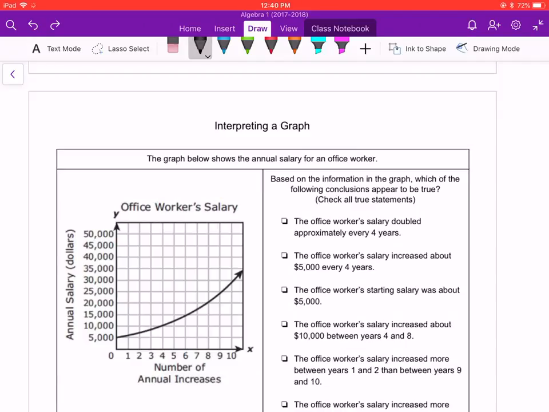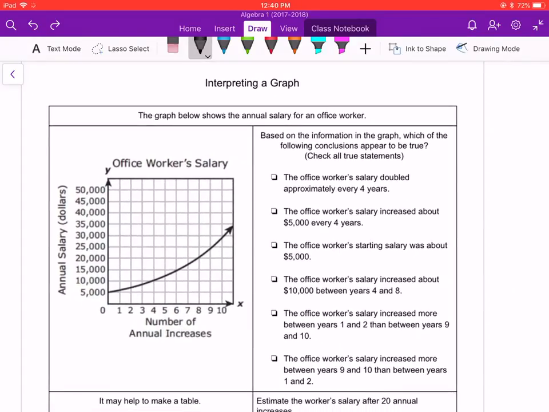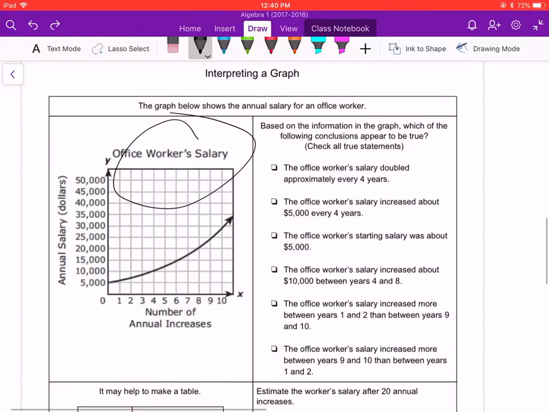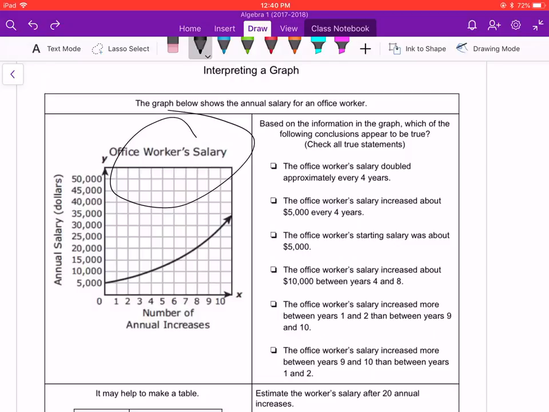Let's interpret these graphs. The graph below shows the annual salary for an office worker, okay? So here's our graph. This is his salary. This is the number of increases, okay? This looks like it's going up exponentially. All right, let's see. Based on the information on the graph, which of the following conclusions appear to be true? Check all that are true.